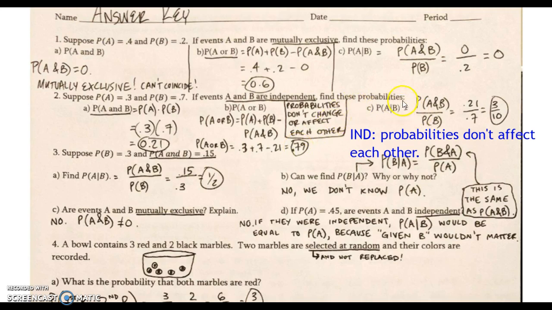Last but not least, we use the same formula from above here. The probability of A and B is 0.21. The probability of B is 0.7. So 3/10 is our answer. You put this in the calculator and find the fraction.